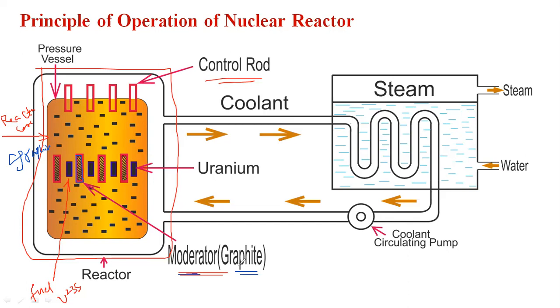Here, the main materials used as the moderator are ordinary water, that is nothing but H2O, heavy water, beryllium, and graphite. But in maximum nuclear power plants, graphite is preferred. This is used for the moderator purpose, that is, it absorbs the fast neutrons and releases slow neutrons.